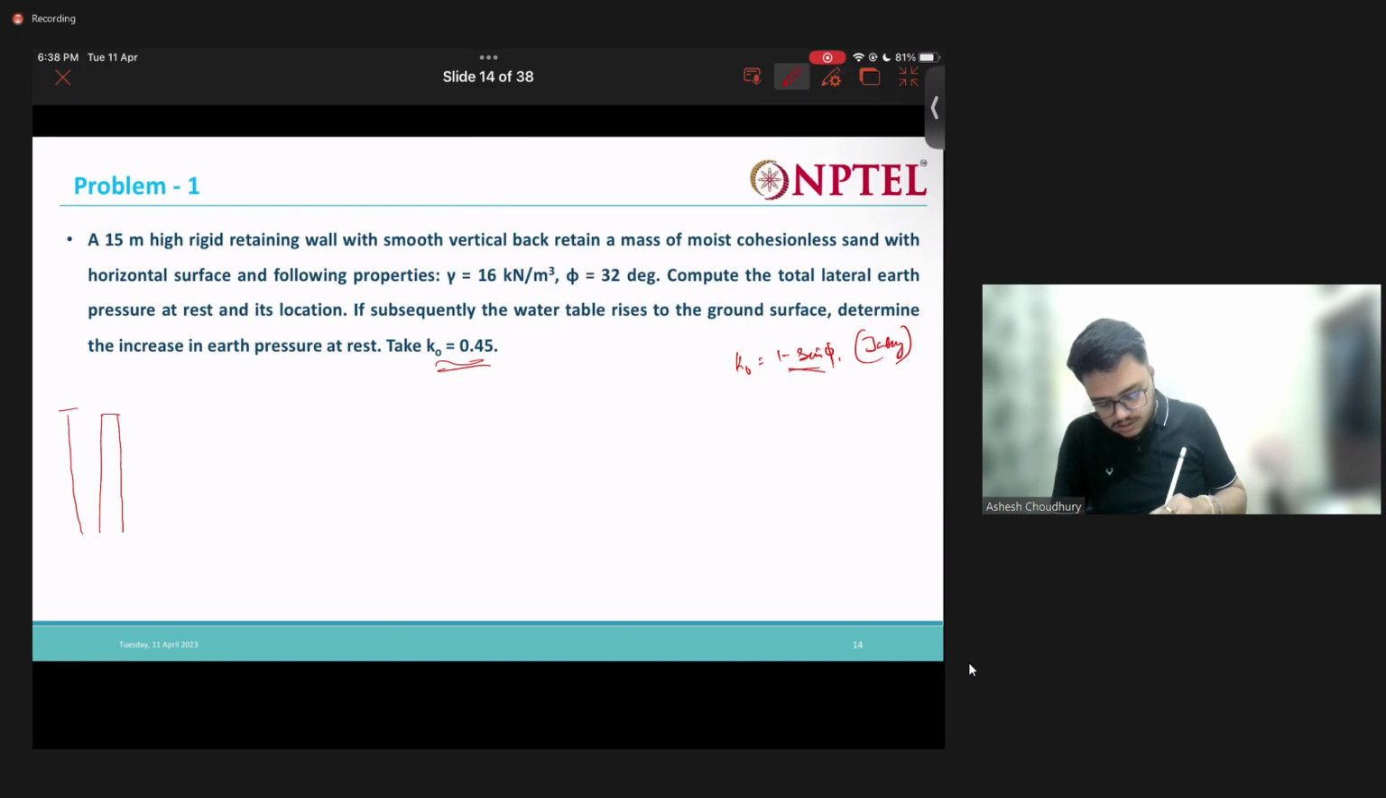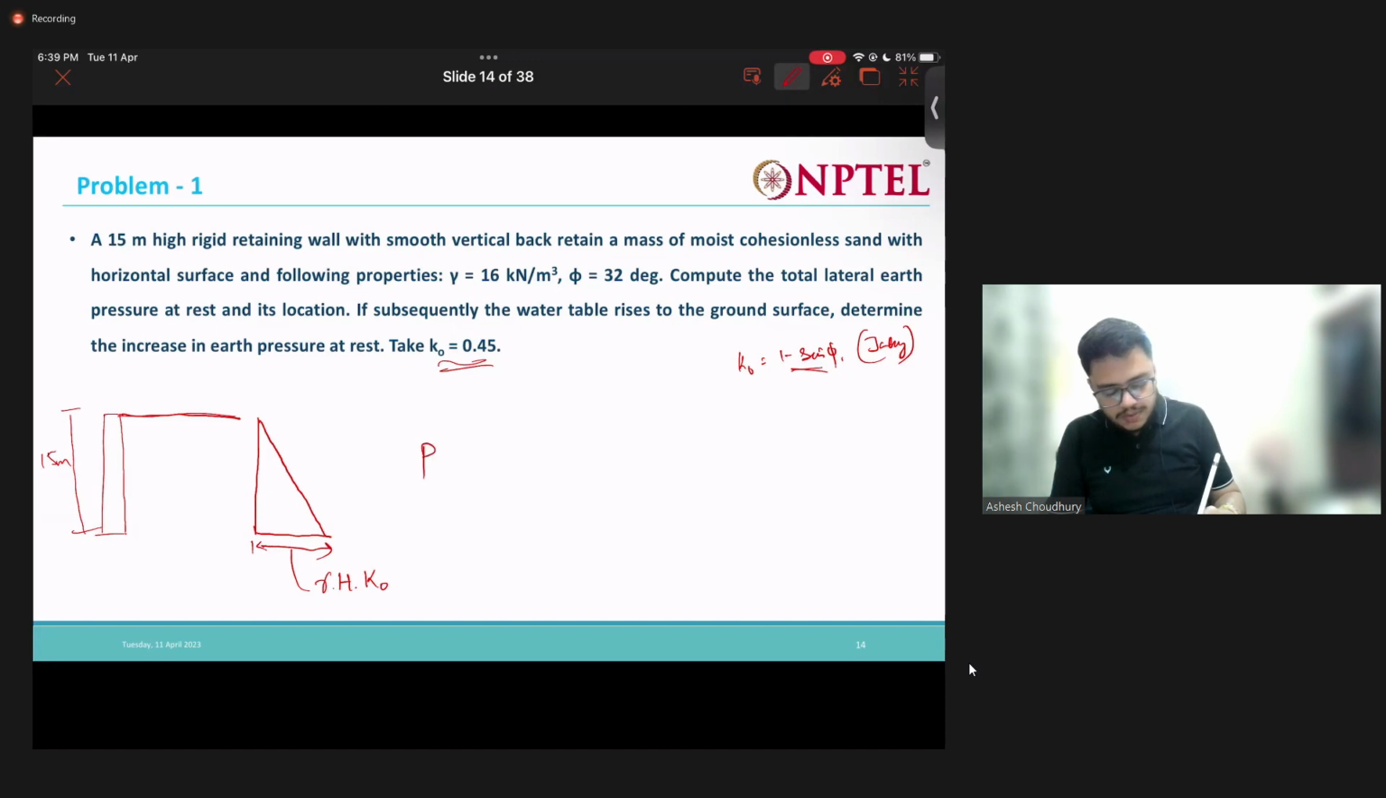So this is 15 meters. It is retaining some soil. This is straight. So we will have a variation of the earth pressure at rest like this. Okay, what will be this value? This value is nothing but gamma into h into K naught.